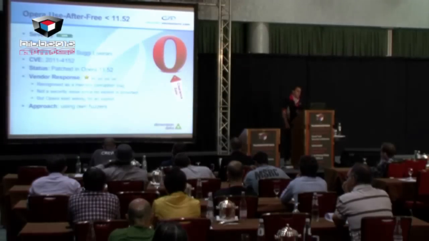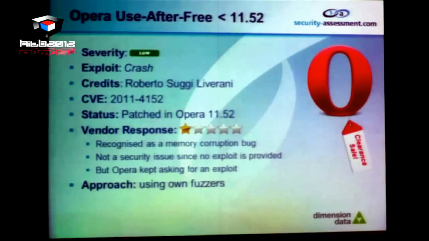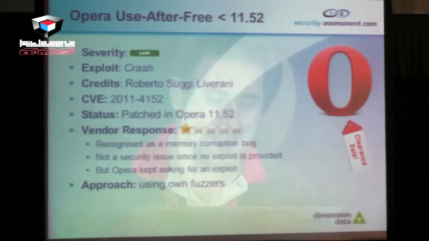Okay, another one, Opera use after free. This is low severity. It's a memory corruption bug, and it's a clearance because I couldn't find the exploit. And vendor response is 1 out of 5. It's quite interesting because I sent the report to Opera and they said, okay, thank you, but this is not a security issue because you're not providing the exploit. And I said, okay, can you help me? Can you share debugging symbols so I can understand what's going on? They said no. Okay, can you check if it is exploitable? So they went back, did their analysis, and said this is not exploitable. But then the same guy said, but if you find the exploit, please let us know. And then I said no.